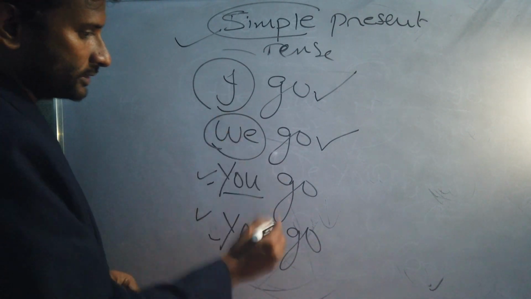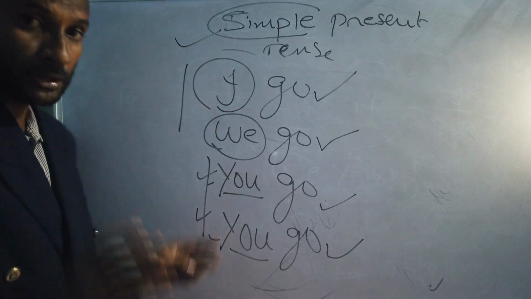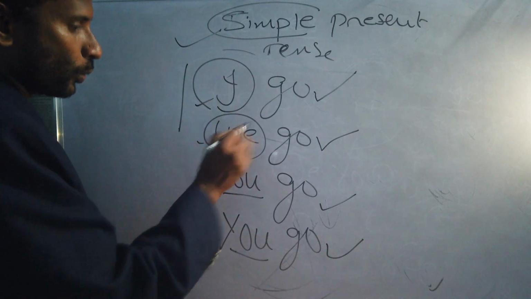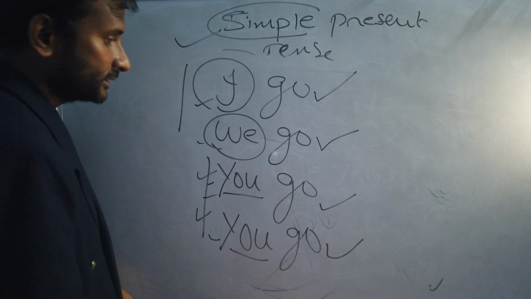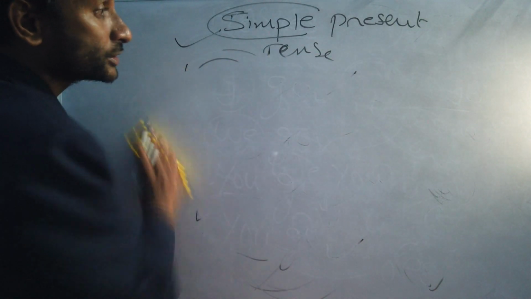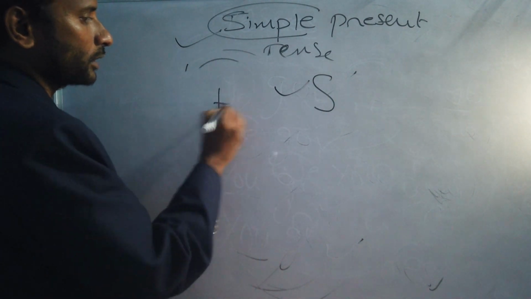So this becomes second person, we call it in English grammar. But don't worry about persons. I go, we go, you go, you go. And then third person singular, that's very important. From here onwards, S is added. S is added to what?